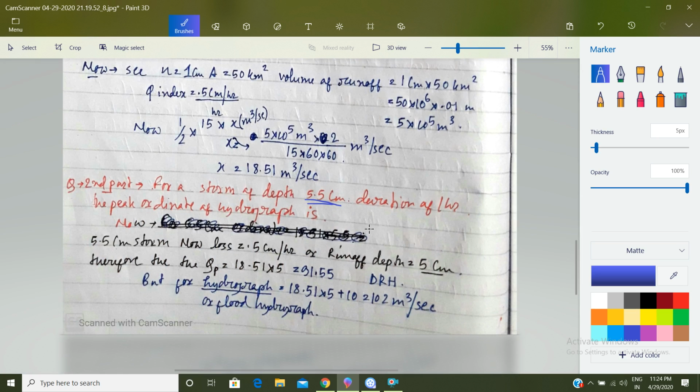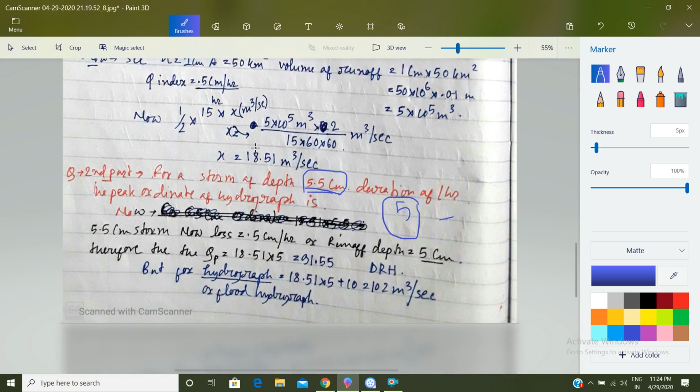So if we subtract 0.5 centimeter from 5.5 centimeter, then we will get the depth of runoff. This is the precipitation depth, and if we deduct the infiltration depth from here, then we will get the depth of runoff, which is 5 centimeter. Now we have the peak discharge of the unit hydrograph as 18.51 meter cube per second. For 5 centimeter DRH, the peak will be 5 into this one.